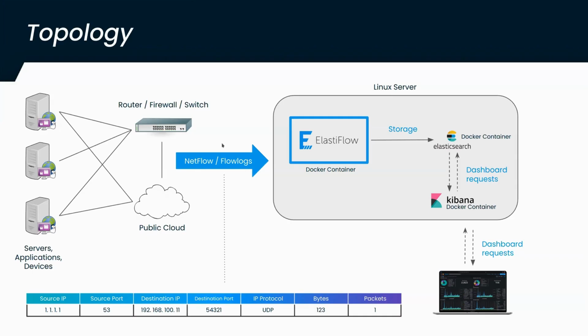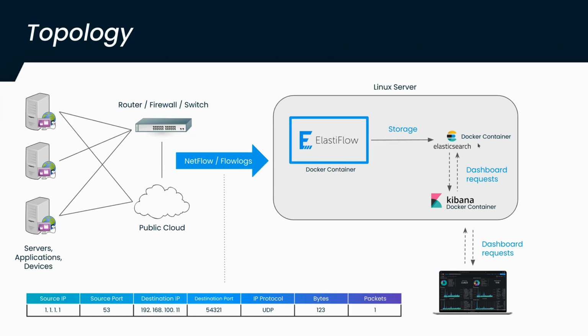All that metadata, called NetFlow or flow logs, that's generated on these routers, switches, firewalls, and public clouds is then transmitted to a flow collector. In this case, we're talking about ElastiFlow. So ElastiFlow will be the ingestion point for all that metadata. It's going to normalize that data, enrich it, then encrypt it and transmit it over to a data platform. And that data platform we're going to be using today is Elasticsearch.